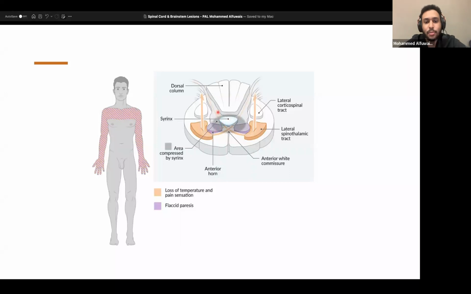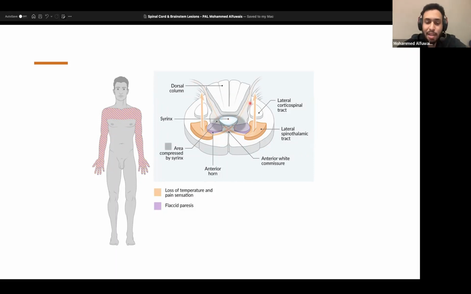And why is it leading to bilateral pain and temperature loss? Why is it not contralateral, unilateral, or ipsilateral? It's because the anterior white commissure, the spinothalamic fibers, cross over from both sides, and it will affect this tract over here. Since it's growing, it's going to affect both sides. So it will lead to these types of sensations.